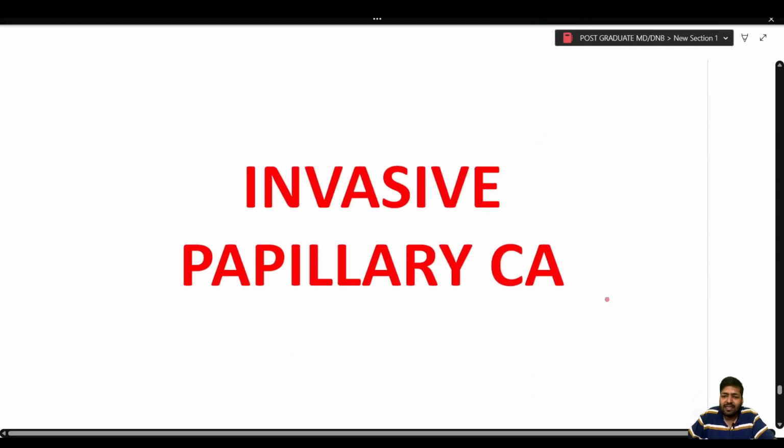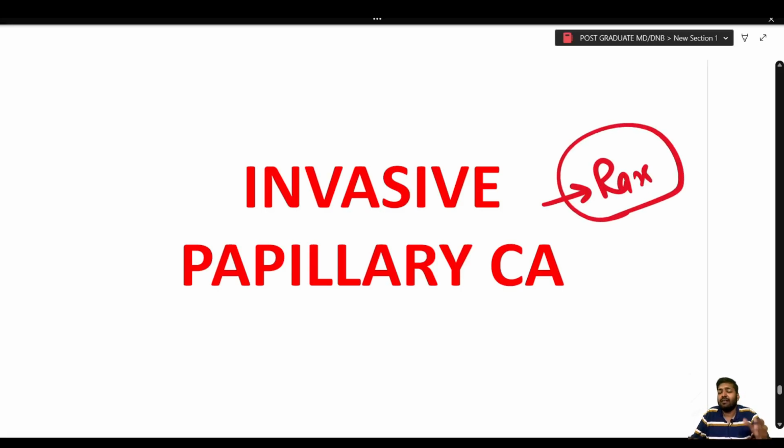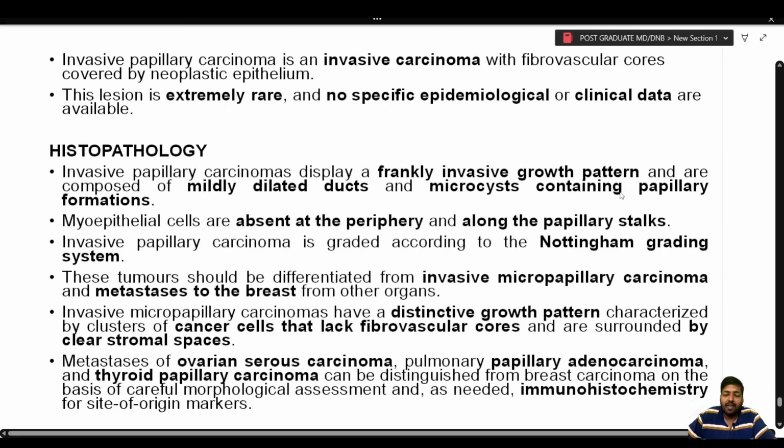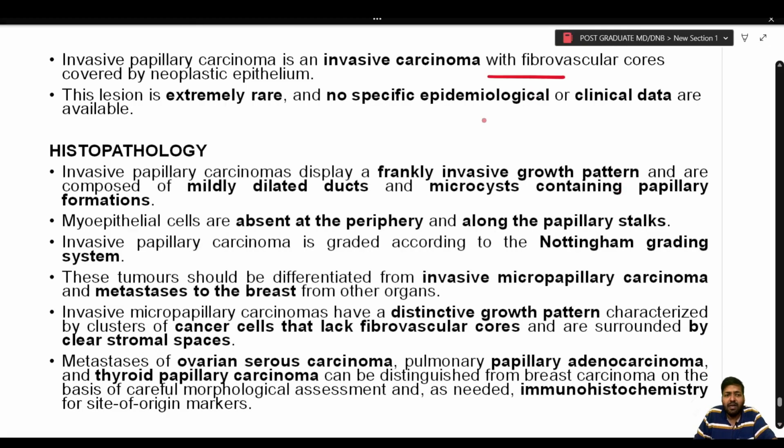Now lastly, this is a very rare lesion. WHO says that it is such a rare lesion that even the epidemiology and the prognosis is not known yet. Okay, so invasive papillary carcinoma is an invasive carcinoma with fibrovascular cores covered by neoplastic epithelium. The lesion is extremely rare and no specific epidemiological or clinical data is available yet. So they display a frankly invasive growth pattern and are composed of mildly dilated ducts and microcysts containing papillary formation.